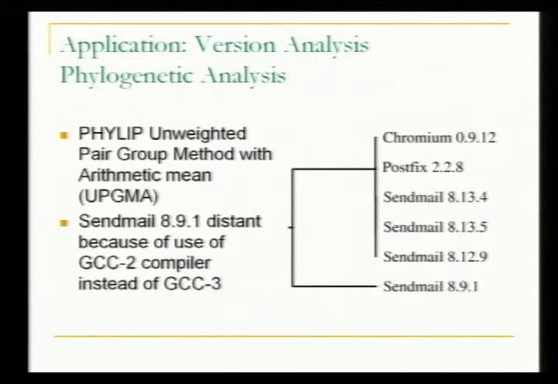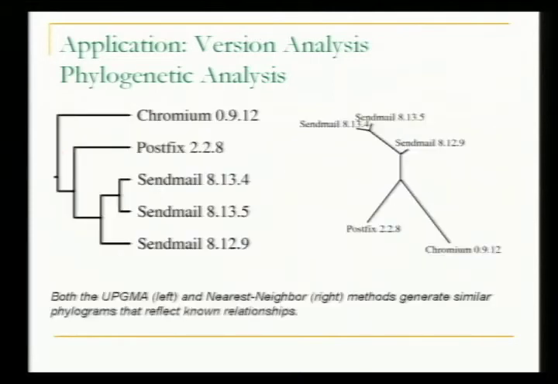You'll note from this graph right off the top, you'll see that sendmail 8.9.1 is very distant from everything else. In this particular graph, which is an unweighted pair group method with arithmetic mean, the horizontal distance is significant, and the vertical distance is just to show association. So what this says is that sendmail 8.9.1 is very distant from a common ancestor, where the other five programs are very close to some intermediate ancestor. So this is kind of an interesting graph.